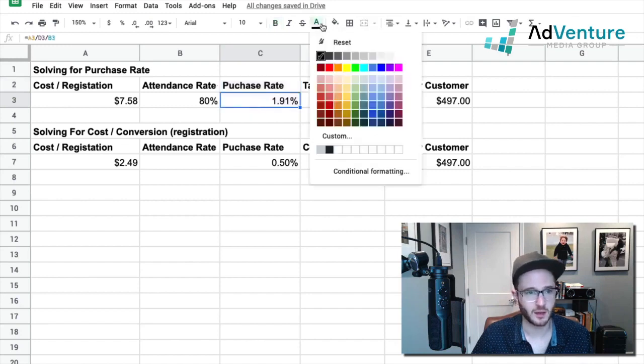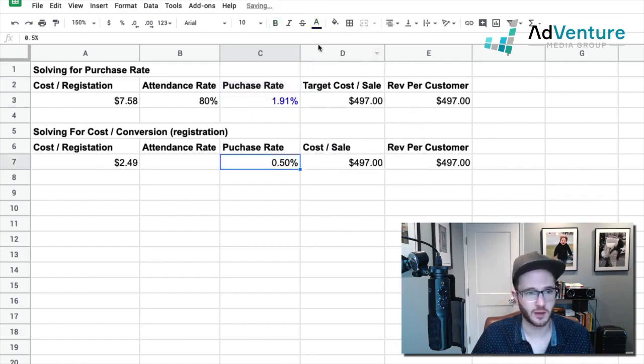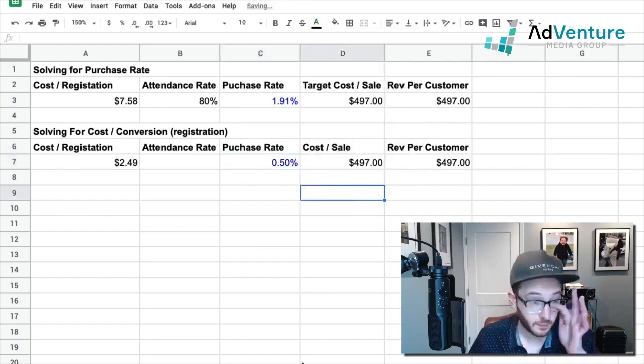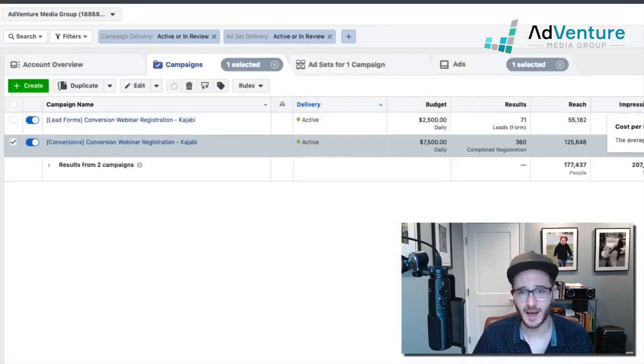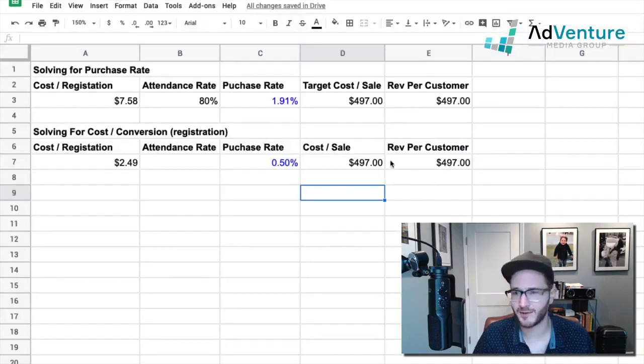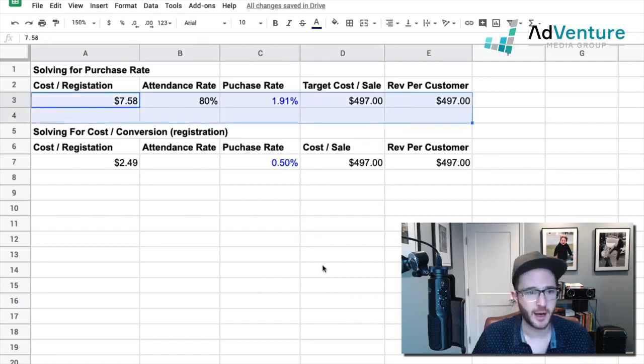See this piece updated right here. We can make this blue to show that it's a formula. So you see how useful this model is. Now I'm not stuck inside my ads manager trying to figure out formulas or calculations in my head. I have a template that I can quickly plug and play to give me a quick sense of where I'm holding with regards to profitability.